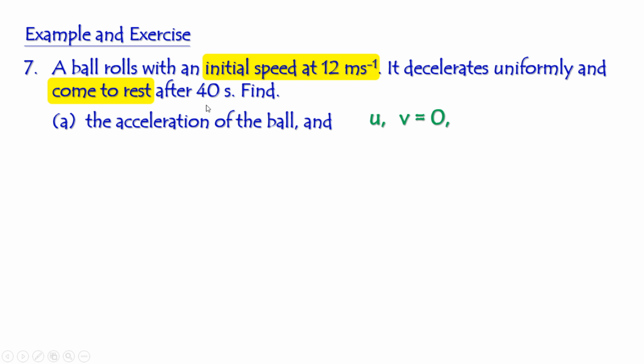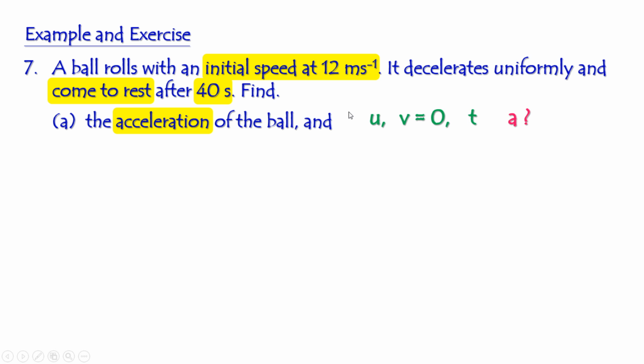And after this time, 40 seconds. What does it mean? That means the ball rolls with an initial speed of 12 meters per second, and then it slows down uniformly and comes to rest after 40 seconds, right? So can you find out the acceleration of the ball? So you have U, V, T, and you have to find the value A. So which equation will you use?